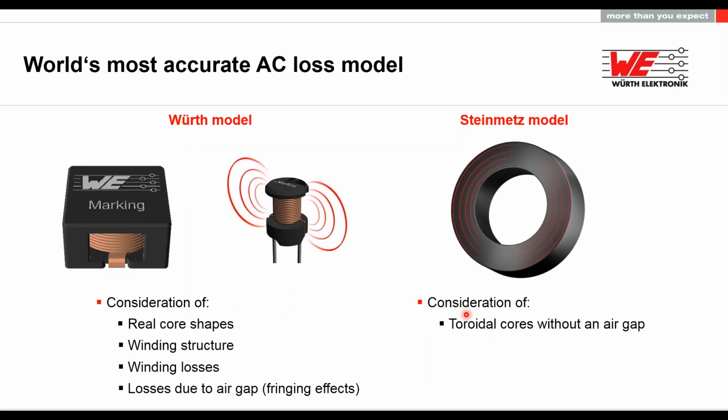Of course, our model considers real core shapes, so different shapes of inductors, THT inductor or toroidal inductor or a radial inductor. In our model, we write different algorithms and equations to find the AC loss model for different shapes and structures. But the Steinmetz model only considers a toroidal core, and that too without an air gap. The fringing effect is also considered in the Würth model. The air gaps are also considered to define the loss model.